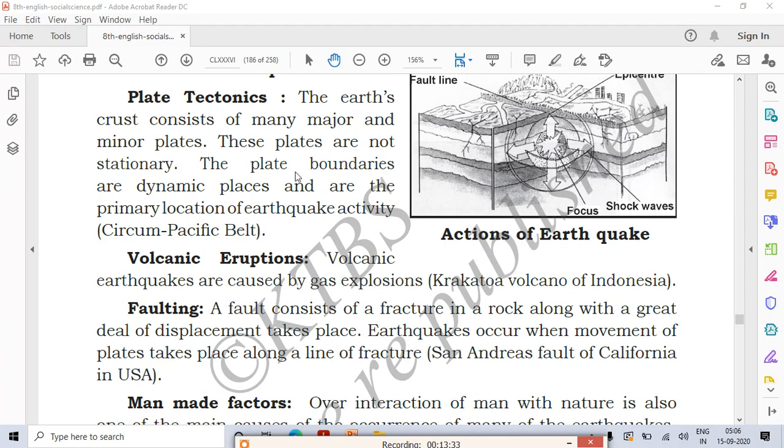Okay, in these plate boundaries, these are the primary location of earthquake activity. Circum-Pacific belt means over there the earthquake activity will start. How the earthquake can begin and all that can start. Next we have the volcanic eruption.